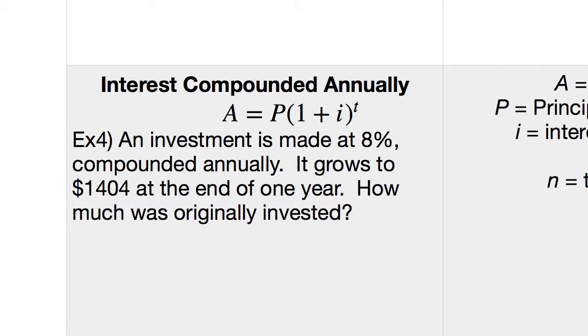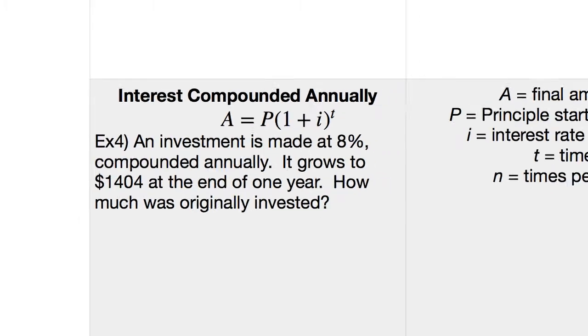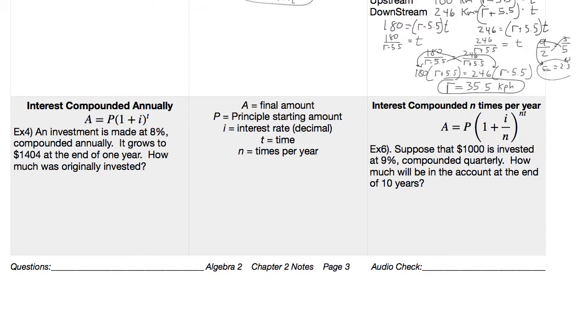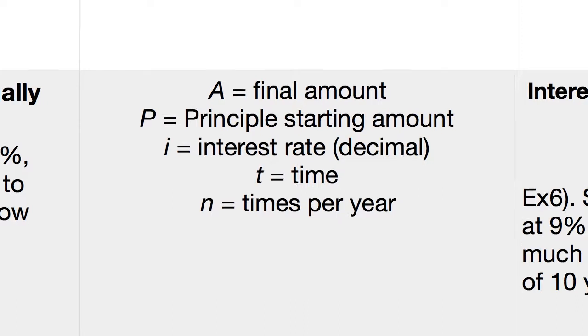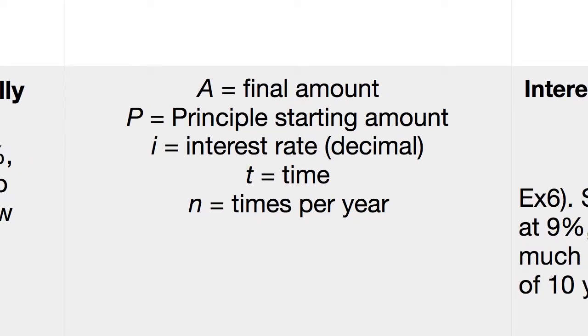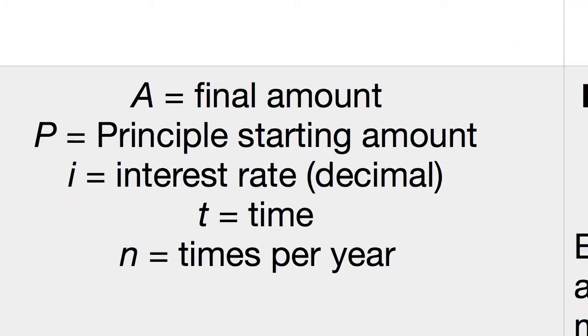So what do these variables mean? A, P, I, T? Well, A is the final amount, like the total amount that you get at the end of this whole deal. And then P is your starting amount. P is called the principal. I is the interest rate, which in the equation you usually need as a decimal. And then T is the time, and that's usually measured in years.